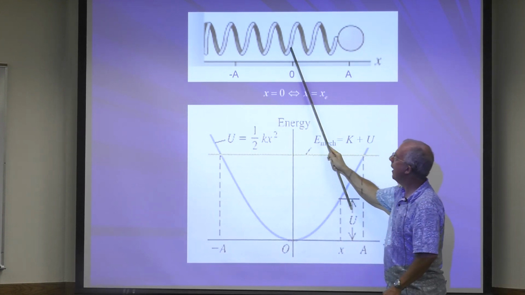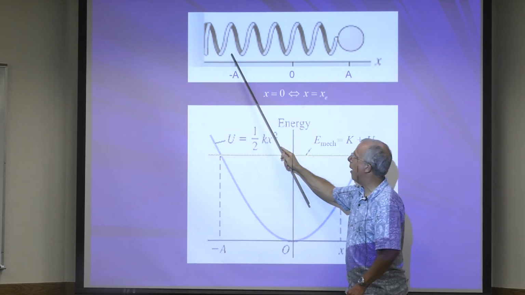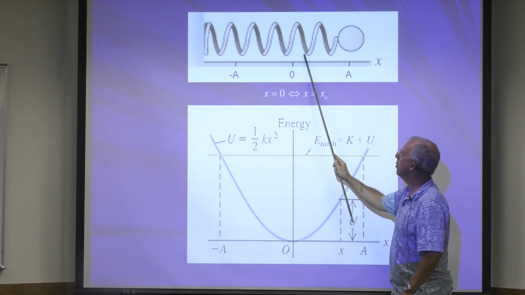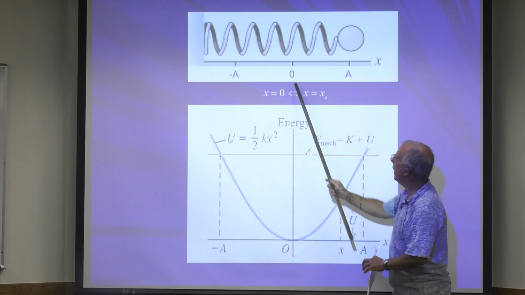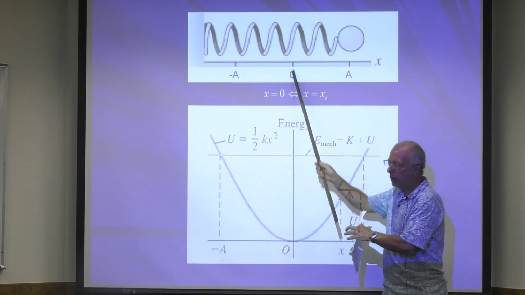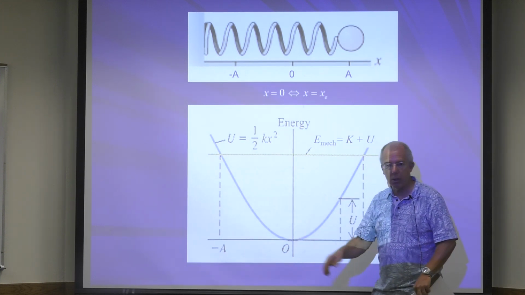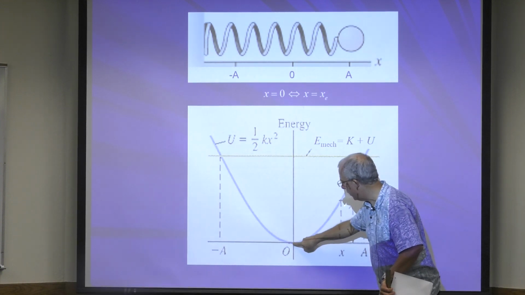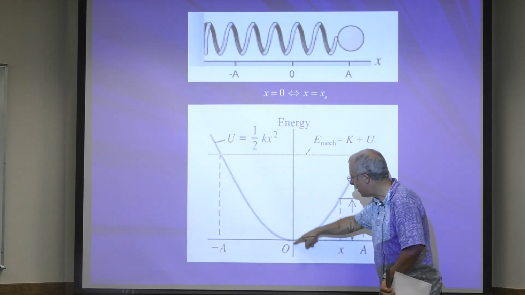Faster, faster, faster, faster, and then slower, slower, slower, stop, then reverse. Faster, faster, faster. This is where it's going the fastest, then slower, slower, slower. So you can see at x equals 0, that's where the spring is not stretched, it's not compressed. So there's no potential energy right there. So it's all kinetic, right? This has to be kinetic.